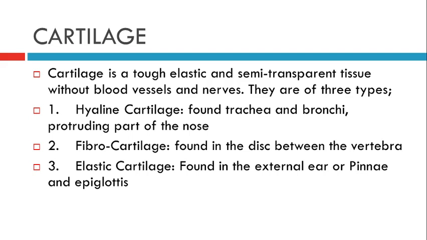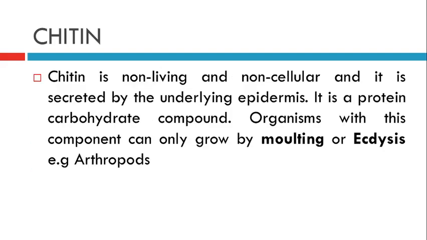Then we have the elastic cartilage. It's found in the external ear or pinna and in the epiglottis. When you talk about the external ear, you can touch your external ear, your pinna. The ear which you can see is called the pinna, and it is made up of elastic cartilage. Talking about chitin.